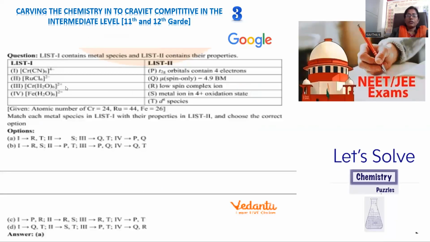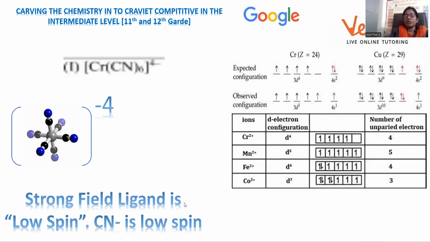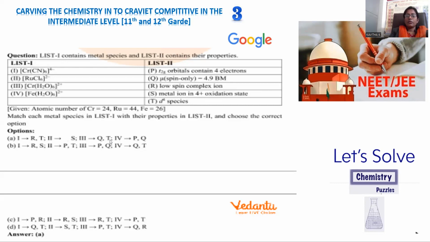Okay, for chromium H2O taken 6 plus 2, the correct option will be Q. Q means mu spin only will be 4.9 Bohr magnetons, what we calculated, perfectly matching. And another one is T. What is T? D4 species it is, right? Let's see whether it is D4 or not. If you see this chromium H2O taken 6 plus 2, it is a D4 system only, no? So that D4 system is correct, and the spin only magnetic moment value is calculated as 4.89 Bohr magnetons. Both are correct answers only, right? So QT is the correct answer for the chromium hexaquo cation.